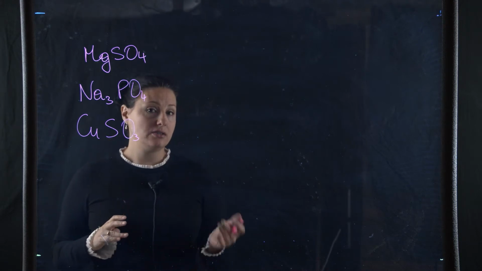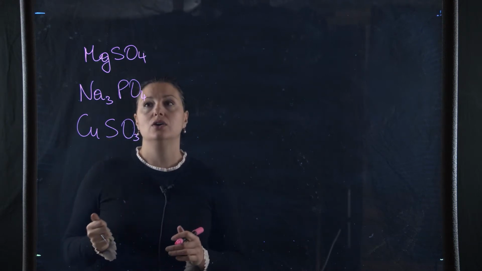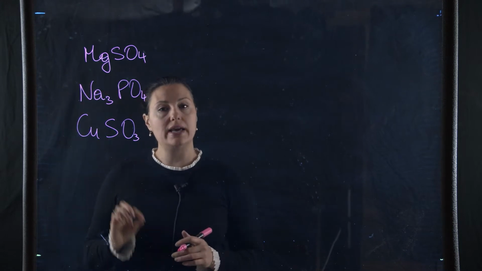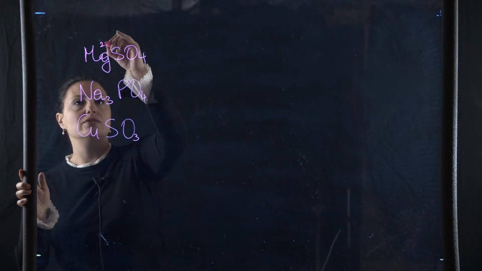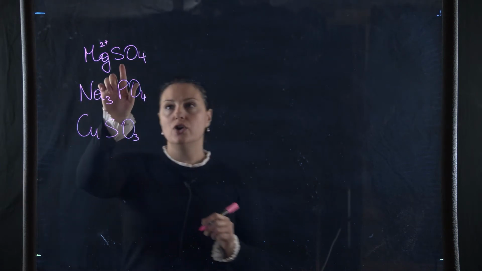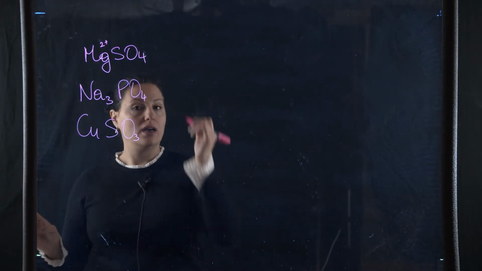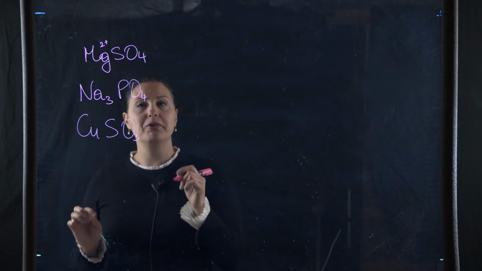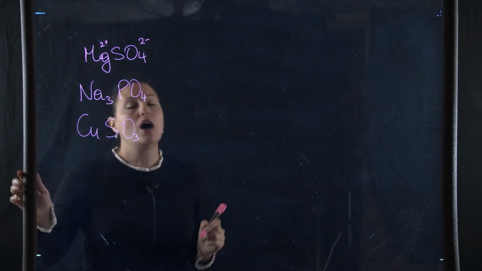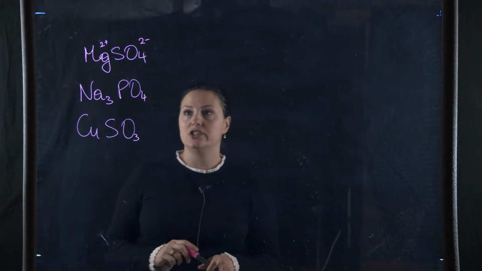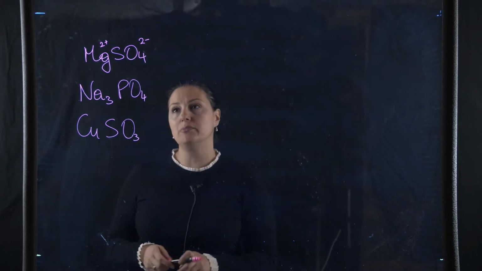Well, first of all, let's determine if it's written correctly or not. We know that magnesium is a 2+ ion, always, because it's a group 2, so it will have a 2+ charge. We also know that the SO4, and make sure you learn the polyatomic ions, the names and the charges, always has a 2- charge as well, so it's written just like it should be.